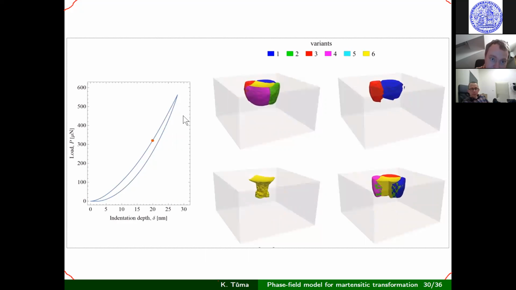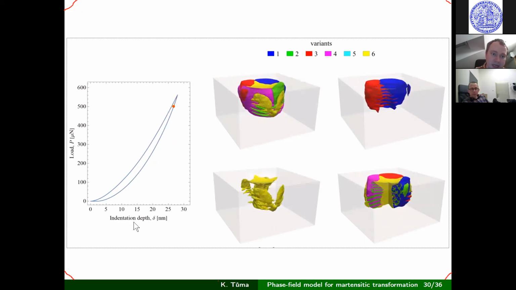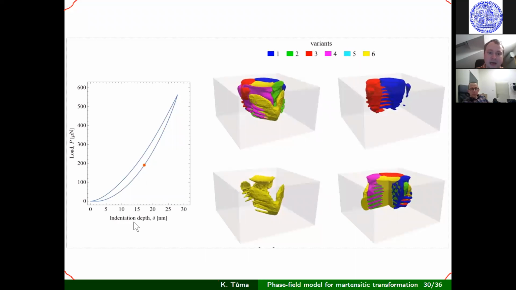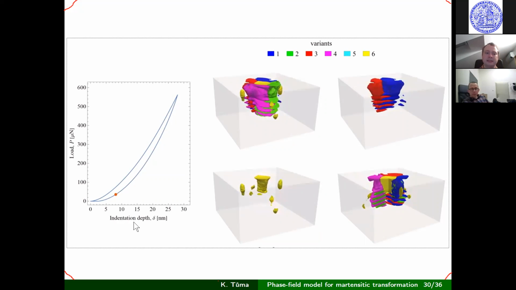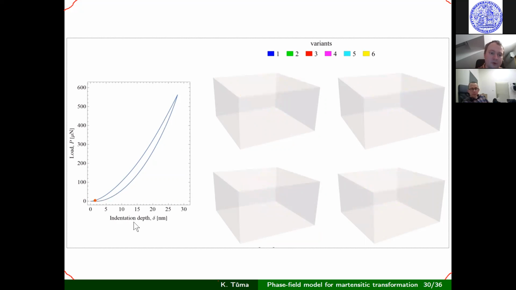Here you can see the dependence of stress on strain. It shows a hysteresis curve. I will repeat, the hysteresis curve is given not due to the rate independent process, but due to the finite velocity of the loading and unloading.